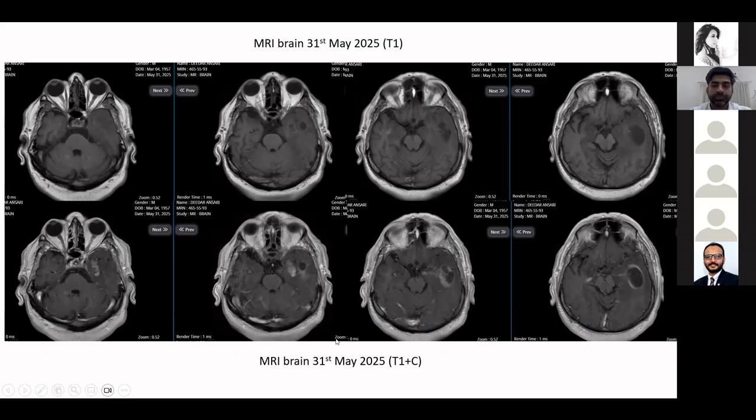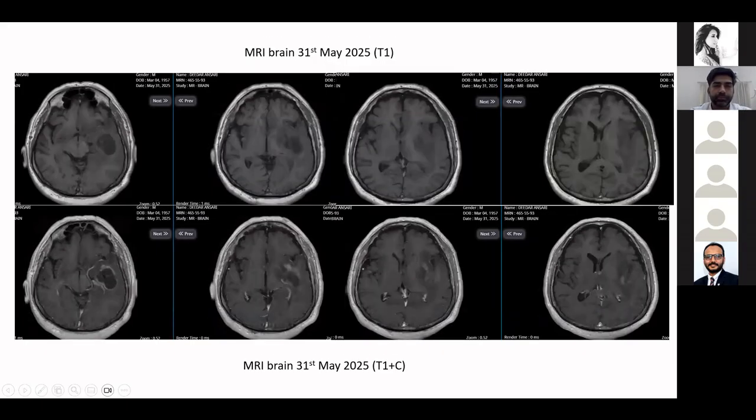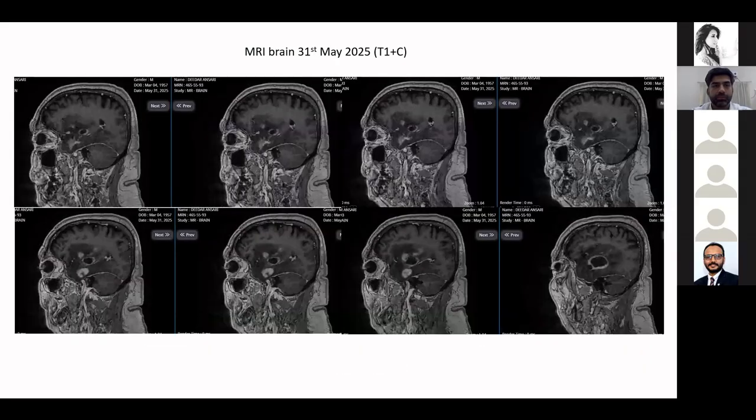As we move forward, again, we see heterogeneous enhancement around the cystic lesion. These are the sagittal post-contrast volume images, and we can see the infiltrative nature of the lesion. It is showing enhancement, a cystic component with areas of necrosis, and surrounding vasogenic edema predominantly confined to the temporal lobe. This is the left-sided temporal lobe.